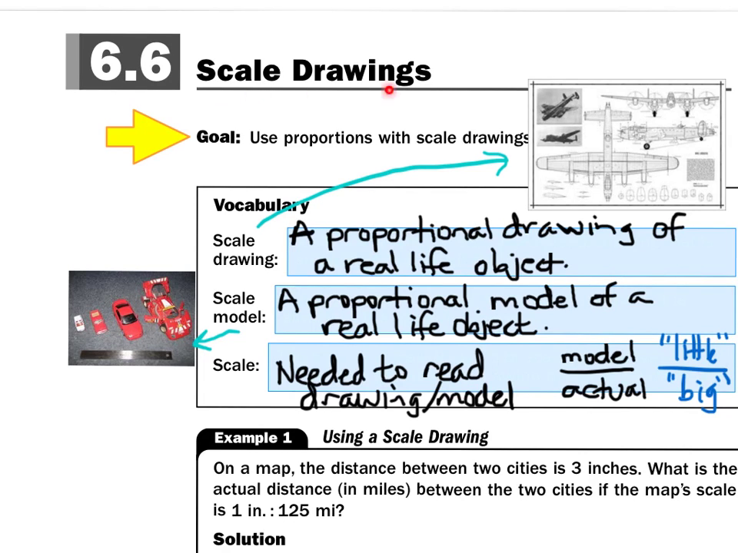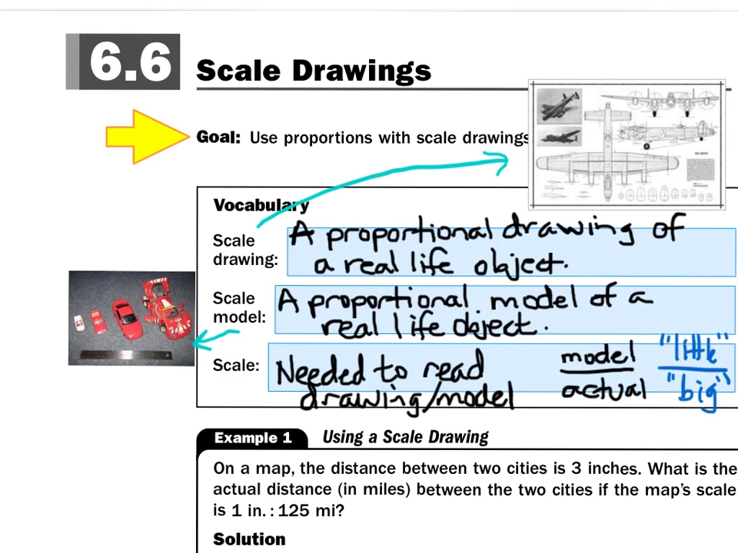Hello, you guys. Let's talk about scale drawings. So a scale drawing, like over here, this scale drawing of this airplane, it's a proportional drawing of a real-life object. Obviously, they couldn't fit the real-life airplane on this piece of paper, but they could draw it using a scale. And then a scale model, like these scale model cars, they're proportional models of a real-life object.